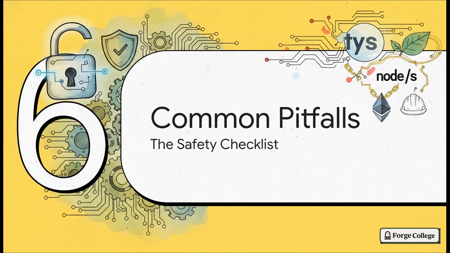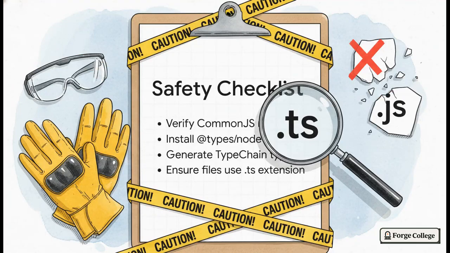Section 6. Common pitfalls. Let's run through the safety checklist. Now, if the compiler starts yelling at you, don't panic. Just run through these common fixes. Number 1, ensure your config file is exactly named hardhat.config.ts. A rogue .js extension will absolutely ruin your day. Number 2, make sure you aren't missing crucial node type packages. And if you get module errors, double-check that your tsconfig is set to resolve CommonJS properly, just like we mapped out a few minutes ago.